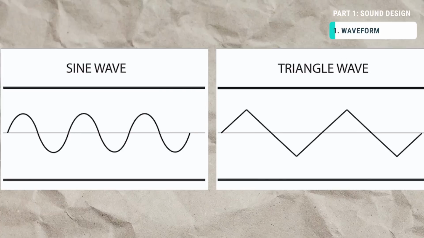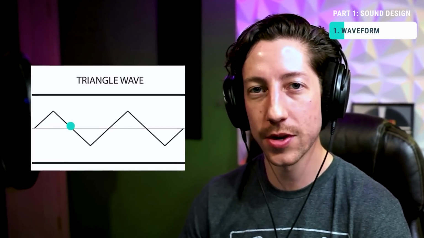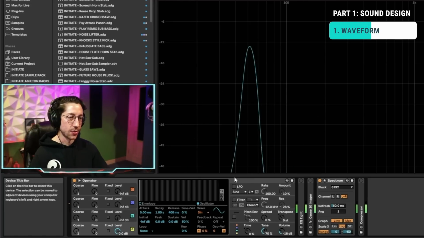The most common waveforms used are sine waves and triangle waves, with sine waves having a very smooth and clean bass sound, while triangle waves have a little bit of added character and warmth. What I've loaded up here is Operator, and I have chosen sine as our waveform. You can see that represented in the oscillator tab here. As I play this note, you can see with our spectrum analyzer that we are just playing a clean sine wave as our sub.